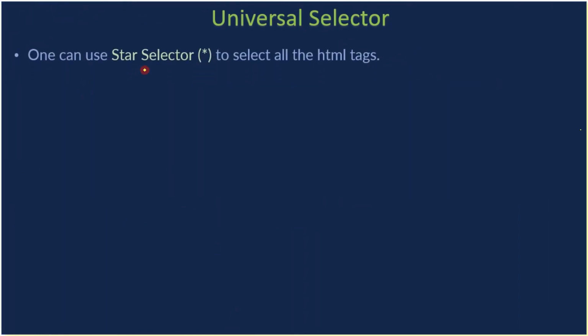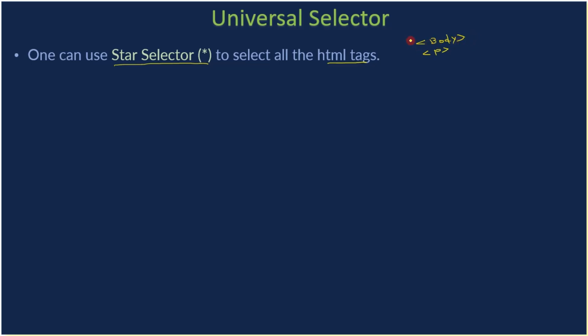So one can use star selector. So this is also called the Universal Selector to select all HTML tag. So what's the purpose of selecting the HTML tag? Say for example, let's consider two tags. One is body and another one is paragraph tag. So once you select the tag, you can apply style to the selected tag.